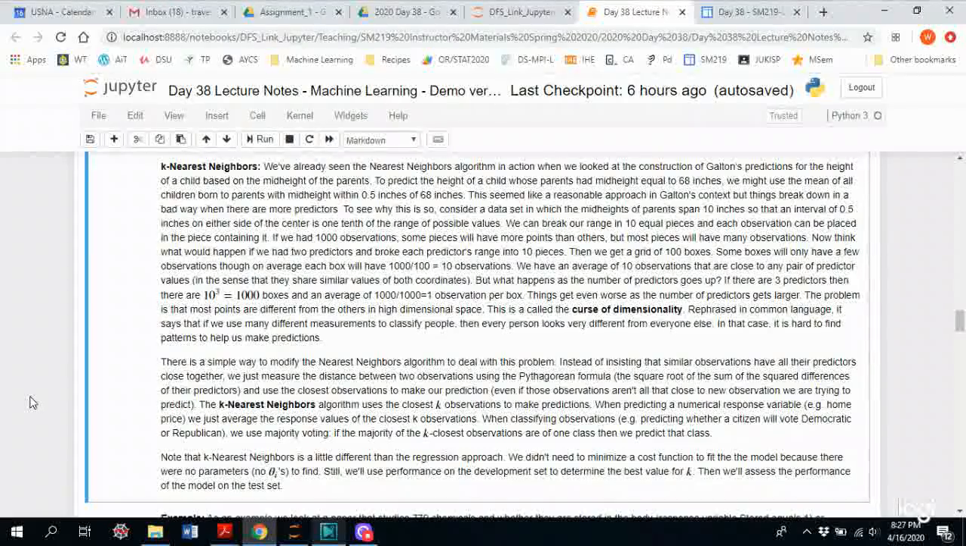Note that the k-nearest neighbors is a little different than the regression approach. We didn't need to minimize a cost function to fit the model because there were no parameters, no theta i's to find. Still, we'll use performance on the development set to determine the best value for k. Then we'll assess the performance of the model on the test set.